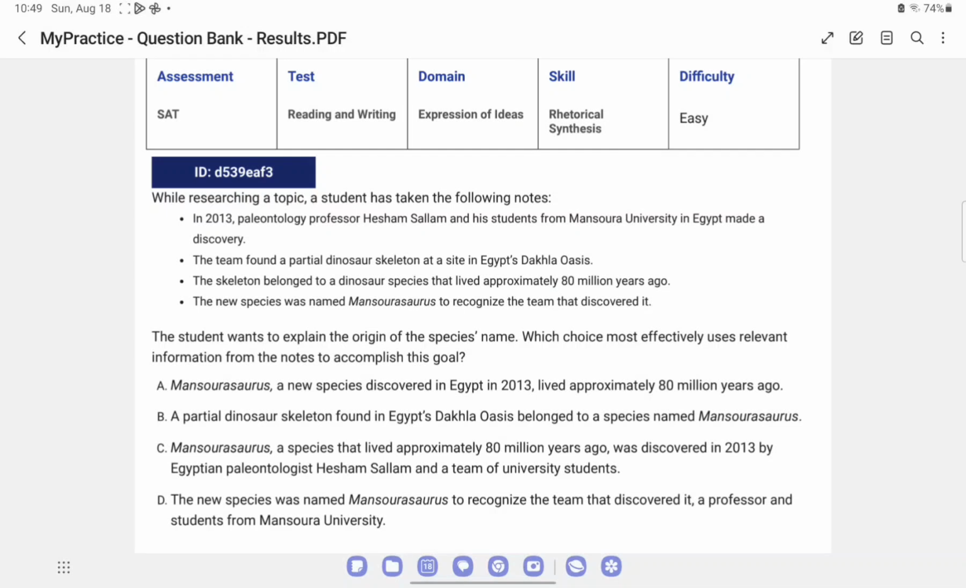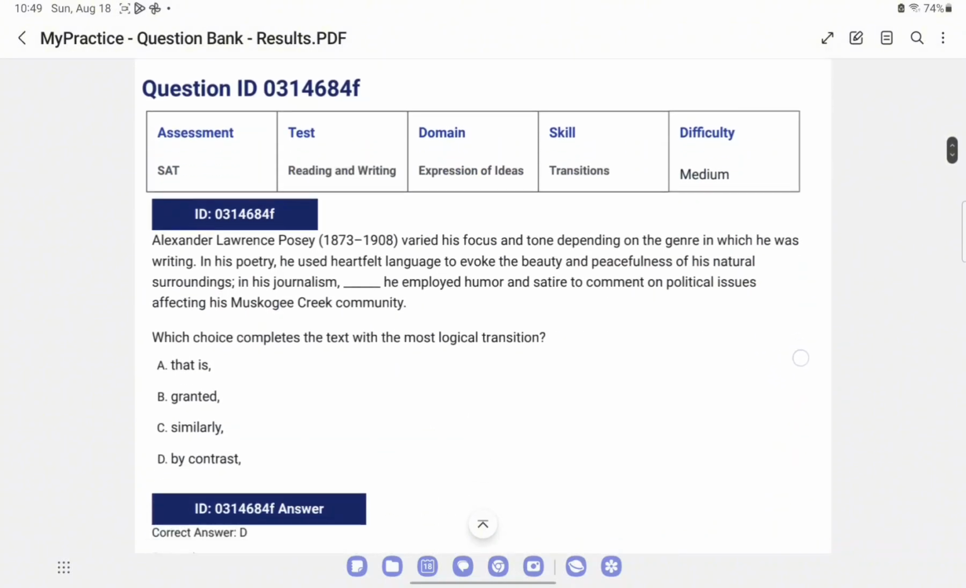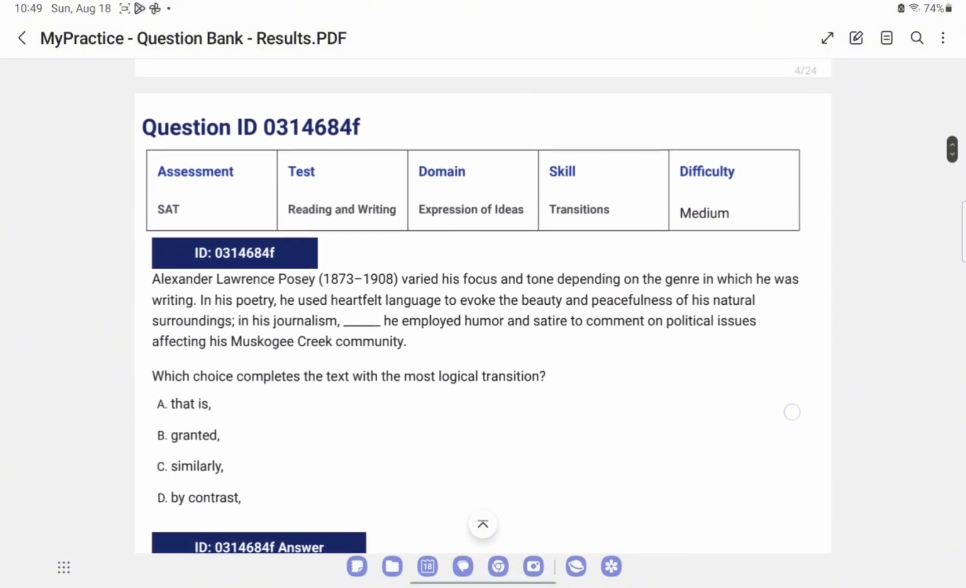Then D, the new species was named Mansorosaurus to recognize the team that discovered it, a professor and students from Mansoura University. All right, yeah, so it's D because it's actually telling us about the origin of the species name, and that's what the student wants. So, all right, next question. Oh, sorry.